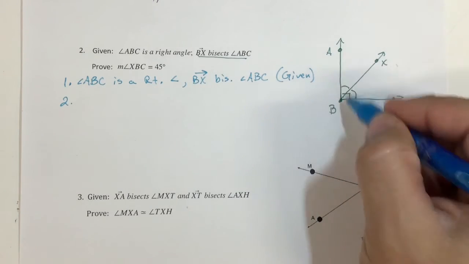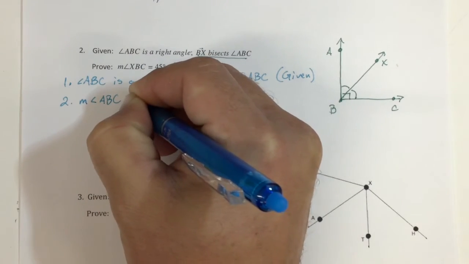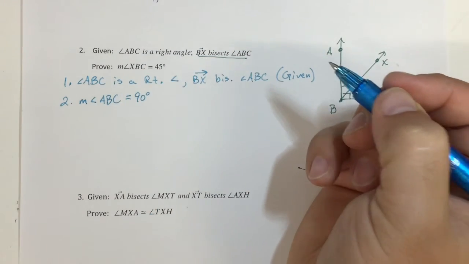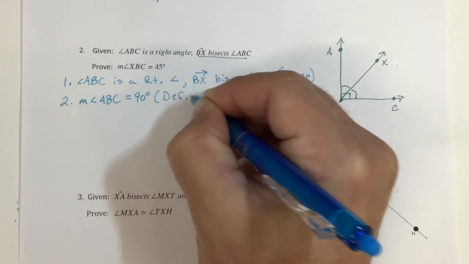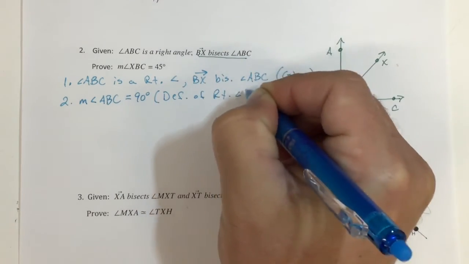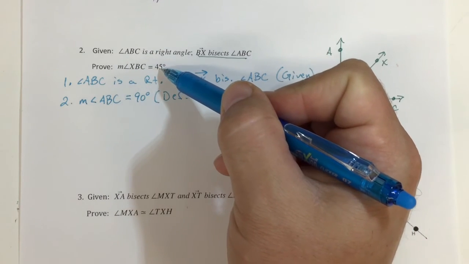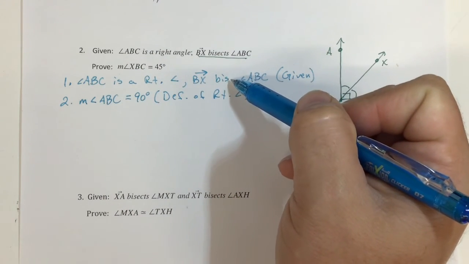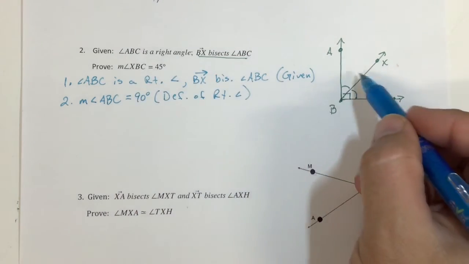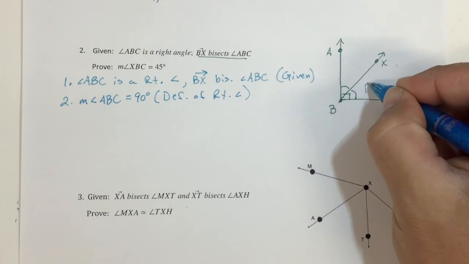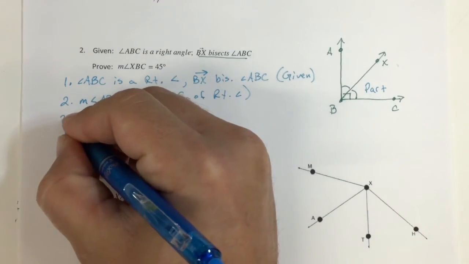I want to say the measure of angle ABC, so M angle ABC equals 90 degrees. And that's what a right angle means. So that's our definition of right angle. Because I want a statement like this, that the measure of an angle equals 45. And we're going to use our definition of bisector to explain that 2 times the measure of XBC, this part, has to equal this whole thing. That's what definition of bisector means. So I'm going to say that.